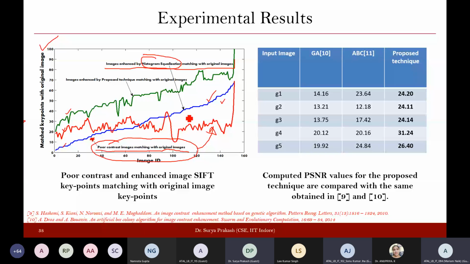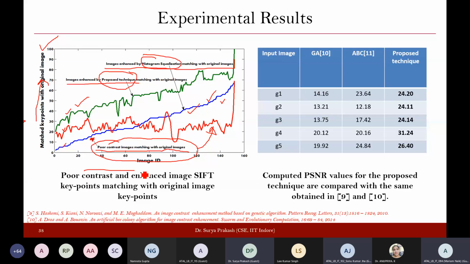And then you have another curve here plotted in green color. This actually shows the matching of the original images and enhanced images, where enhancement has been performed with the help of the proposed technique, and you see that consistently this curve is higher compared to the other two curves. What we are showing on the y-axis is the number of matching points that we get. So we see that when we do the improvement with the help of this proposed algorithm, the number of matching points is consistently high for all the images.